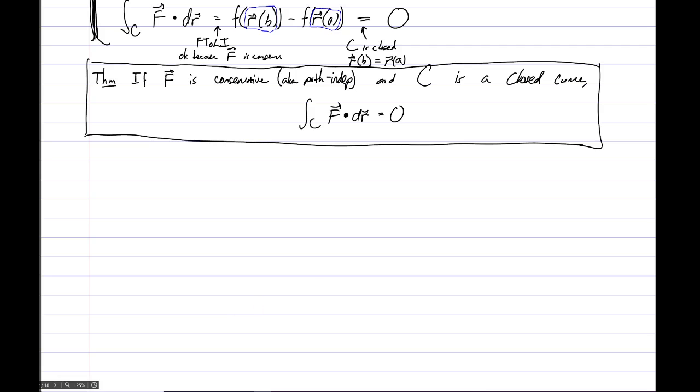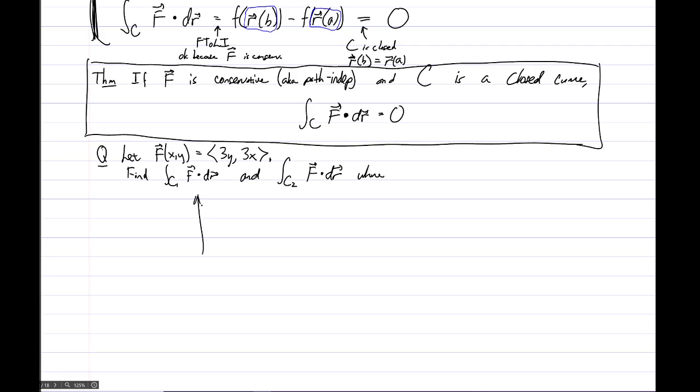at an example. Question: let F of x comma y be the following vector field, the vector 3y comma 3x. I'd like to find the line integral over the curve C1 of F dot dr, and find the line integral over the curve C2 of F dot dr. Where curve 1 is going to be the following curve.